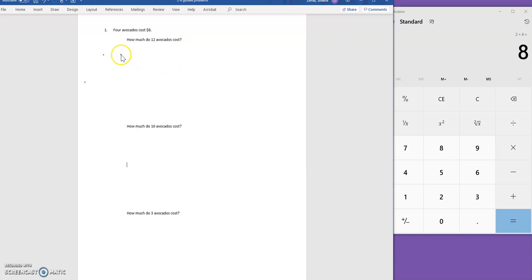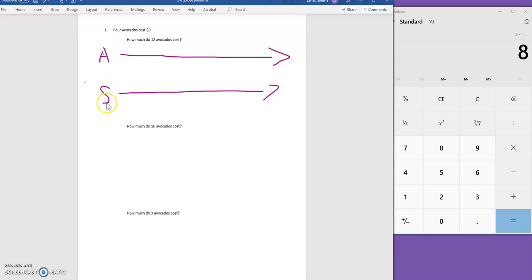For this one, I'm going to solve this using a double number line. A double number line is a set of parallel lines. We want to identify the two things in this problem that are being compared. So we're comparing avocados and dollars. The number line starts with the information from the problem. So 4 avocados cost $8, and we want to make sure we put those one underneath the other.